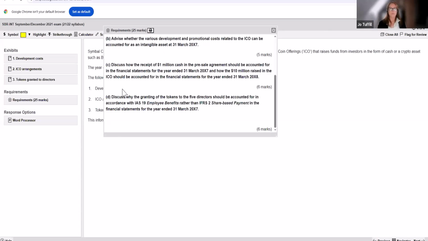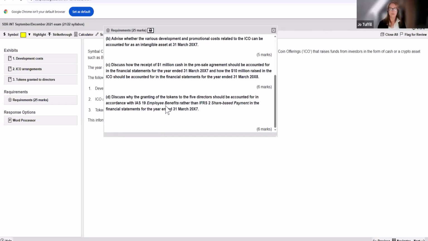So that's one. And number C would be discuss how the receipt of a £1 million cash in the pre-sale agreement should be accounted for and how the 10 million raised on the ICO should be accounted for. So it's a clear distinction, the 1 million cash and the 10 million raised. Those would be my headings. As before, up here, I would say the same thing. Development costs and promotional costs would also be separate headings. And then finally, discuss why the granting of the tokens to the 5 directors are wonderful. They've given us the IASs. Which one should it be?